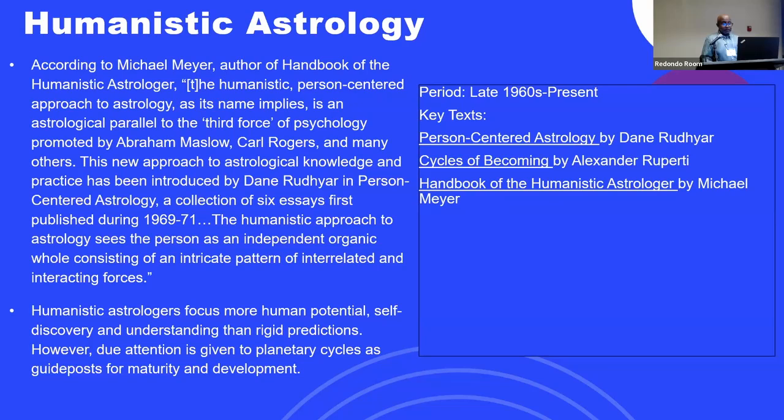And if you are interested in that exploration, I would recommend to you Cycles of Becoming by Alexander Ruperti that I have up there, which gets very much into looking at the alignment of planetary cycles for your own spiritual, psychological, and emotional development.